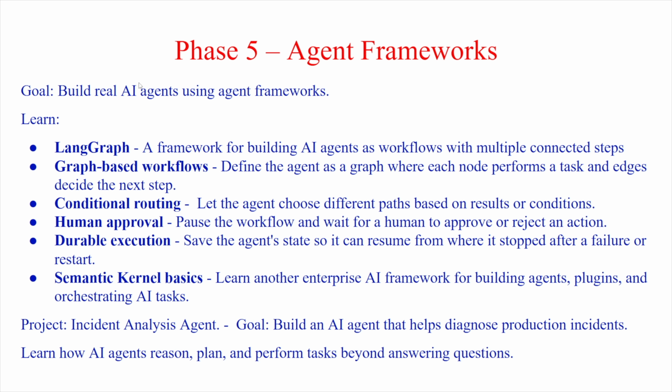The third is the conditional routing where the agent chooses different paths based on the results of a condition. The fourth is human approval, which pauses the workflow and waits for a human to approve or reject an action. This is where human intervention and manual work is required. In these, there is nothing like that. You can just define a graph or a conditional routing and it will work automatically. Then durable execution, where the agent state is saved so that it can resume from where it stopped after failure and restart. And the Semantic Kernel, where you learn another AI framework for building agents, plugins, and orchestrating the AI task.